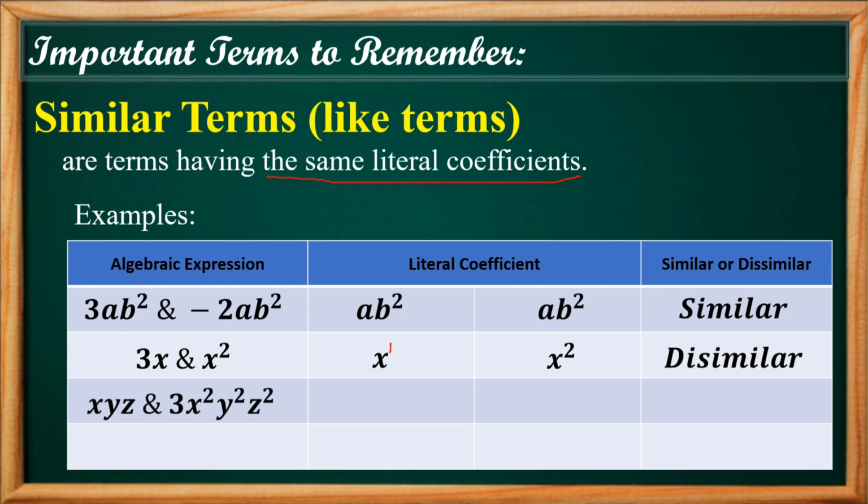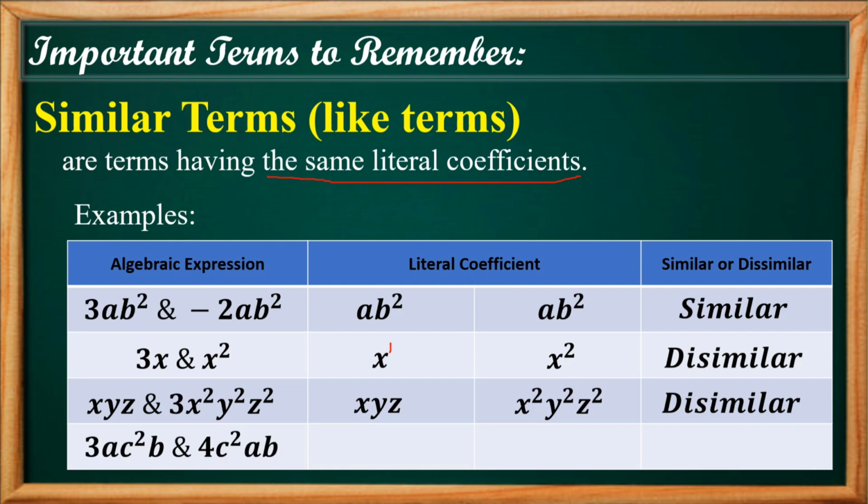Next, we have here, the first term is xyz. And the second term is 3x squared y squared z squared. The literal coefficient of the first term is xyz. Now, the literal coefficient for the second term is x squared y squared z squared. Magkapareho ba? Hindi. Therefore, it is dissimilar terms or not similar.